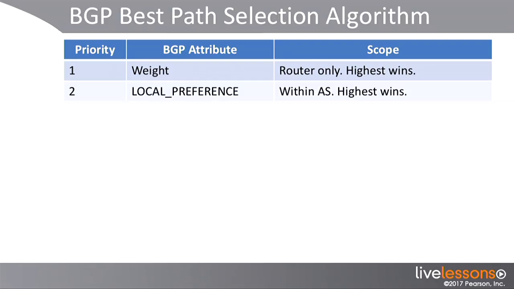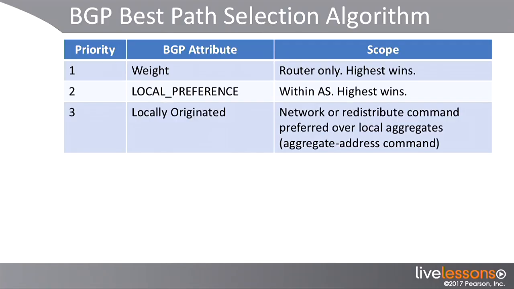Local preference. Local preference has a scope within the AS number. It influences the path selection mechanism based on the path which has the higher local preference assigned for a prefix. It is configured in the inbound direction and it influences the outbound traffic from within the AS. Locally originated network or redistribute commands are preferred over the local aggregate command. The aggregate command is used for summarization.